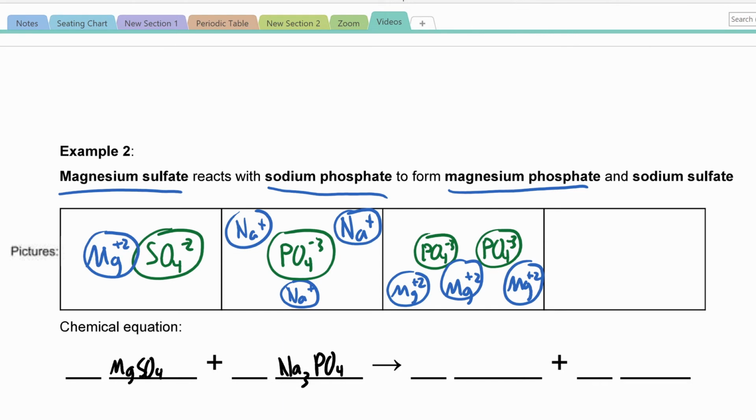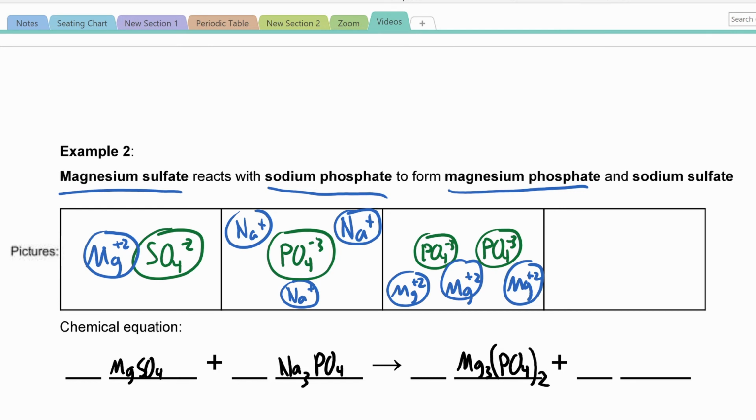So our chemical formula is going to be Mg3 PO4. And if we have multiple polyatomic ions, we need to enclose the formula in parentheses and put a little 2 afterwards. So that 2 is going to apply to all of what's in the parentheses.